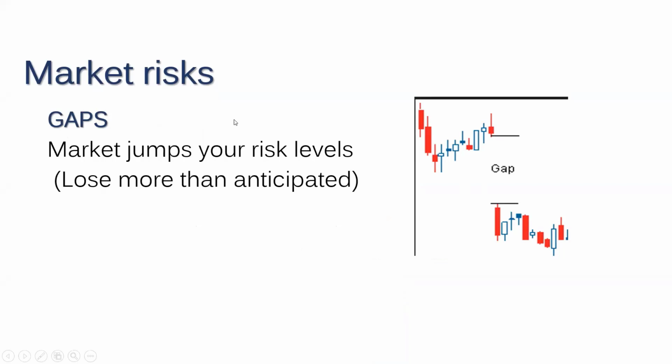The other market risk is that there are gaps. Clearly, in all markets, even Forex, there are gaps. Gaps is where the market jumps your risk levels and where you can lose more than what you anticipated. So if you got into your trade at around this level and you put your stop loss anywhere between these levels, and the market opened at this price, in this case over here, then you would still be in your position incurring a much larger loss than what you anticipated.